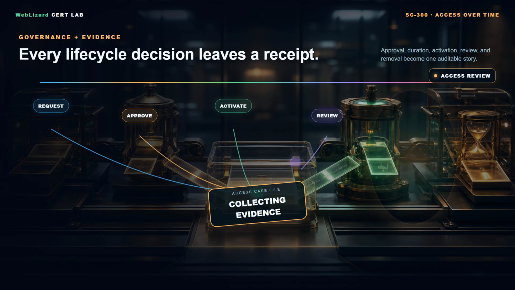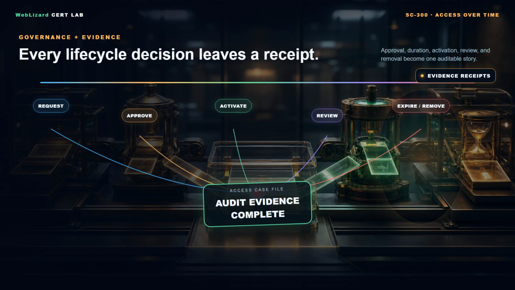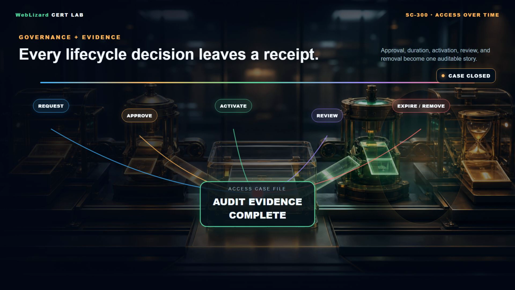Identity established the subject. Policy evaluated the human request. Workload controls defined the application's authority. Governance controlled approval, duration, privilege, review, and removal. Evidence followed every decision point and closed the case. That is the control plane method. Now transfer it to exam pressure.